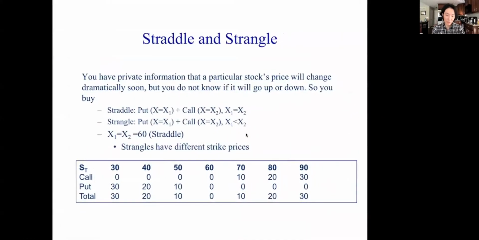Another popular strategy is called the straddle or strangle. So how does that work? Straddle or strangle is basically you're betting on the volatility. So let's just focus on the straddle. In the case of straddle, you are getting into both the put and call positions with the same strike prices in the same direction. So what do I mean by that?